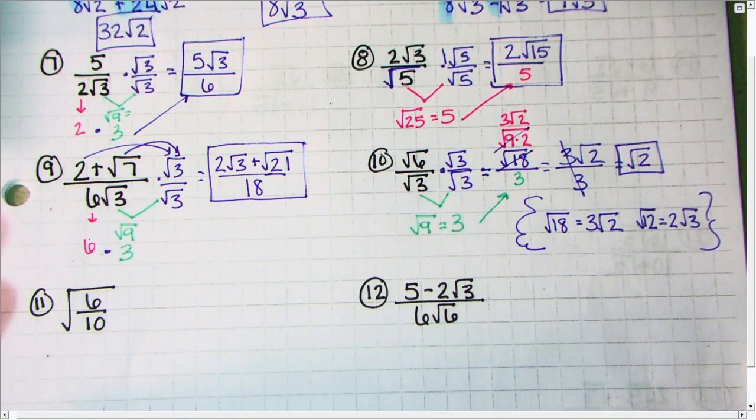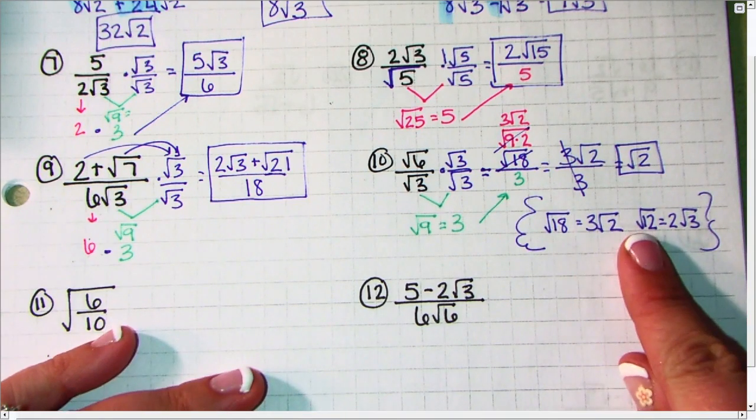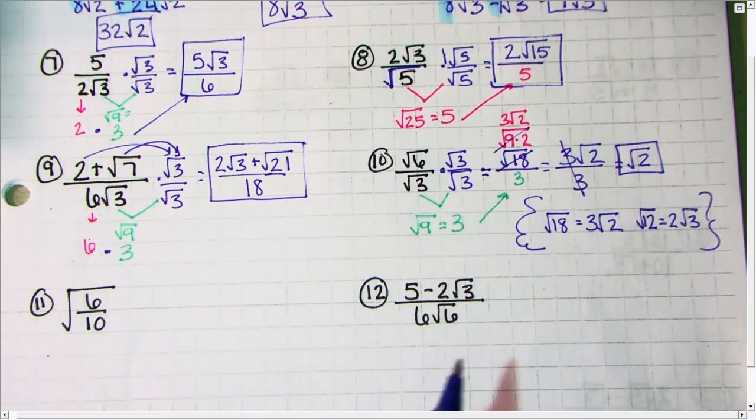The ACT really loves to use very easy square roots to work with because remember, the whole test has to be done without a calculator. So the math and the square roots that they're picking can't be super difficult.